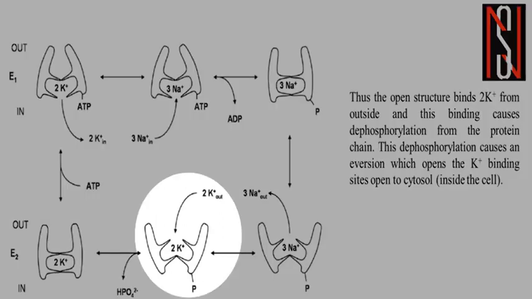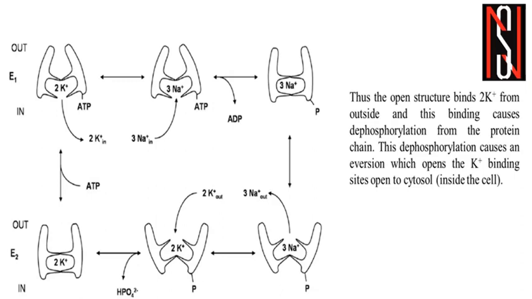Now this open structure binds two potassium ions from outside of the cell, and this binding causes dephosphorylation. When it binds with the potassium ion, at the same time it is dephosphorylated, or it will release the phosphate group from the protein chain, that is the alpha unit. Now this dephosphorylation causes an eversion. Again an eversion will take place, and it will act again as a revolving door, which will open the K plus binding sites to the cytosol, that is, inside the cell.